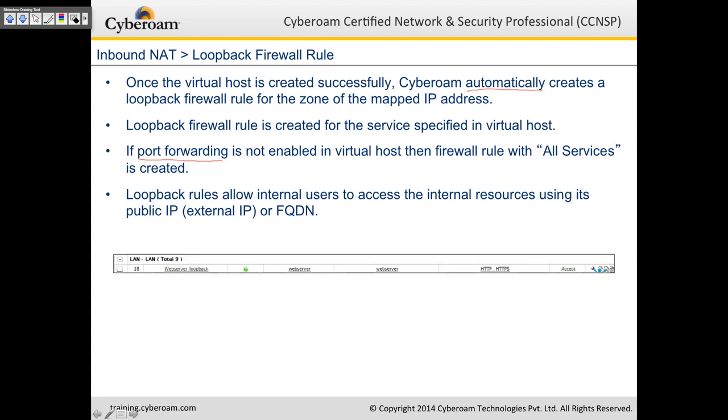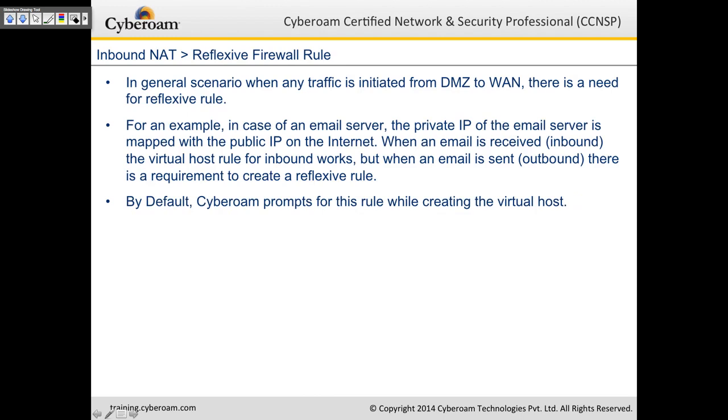So this is how it looks. It's automatically created. You can see the source, destination, and the service, and the action is accept by default. And it's a LAN to LAN rule if your server is on the LAN. So it's automatically created. The other rule is the reflexive firewall rule.